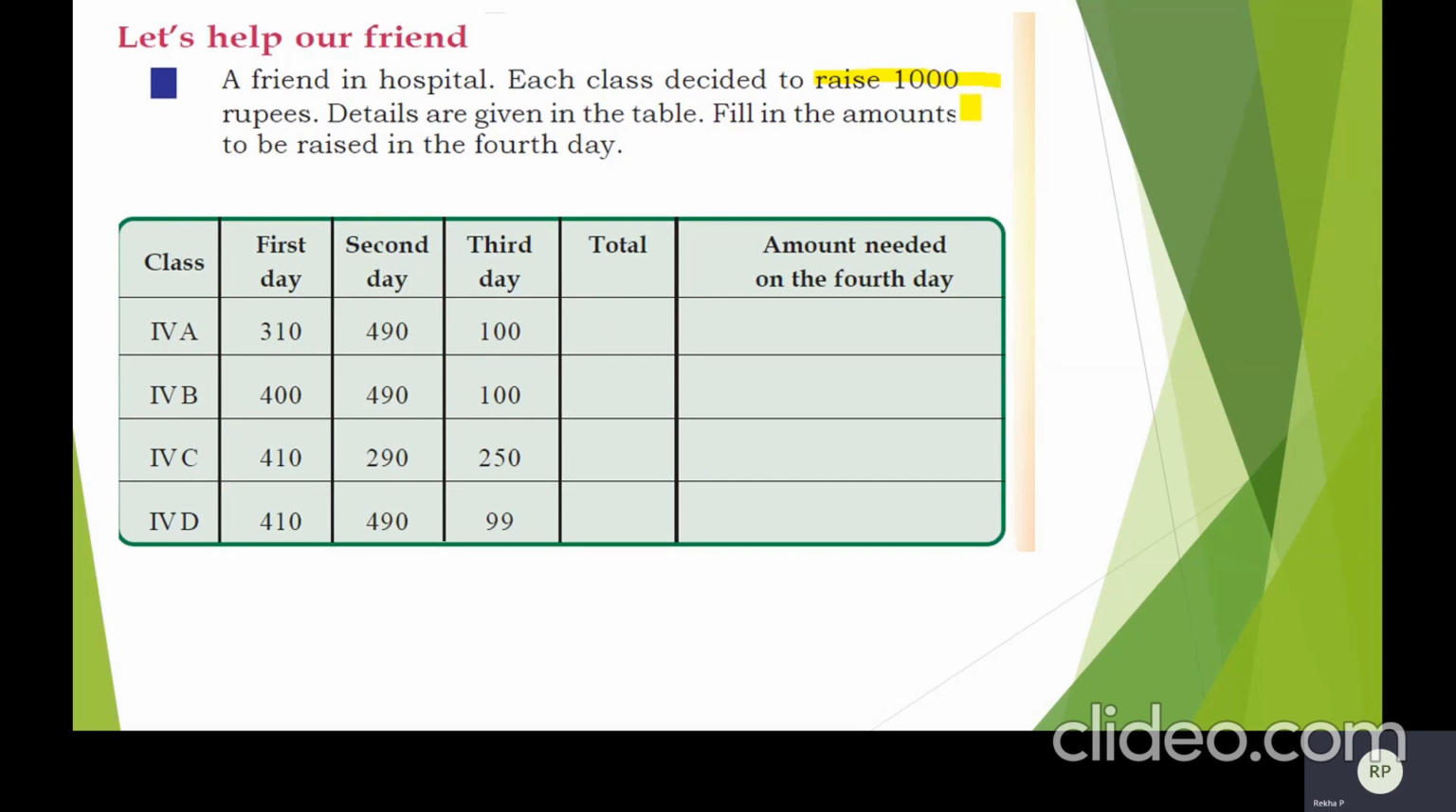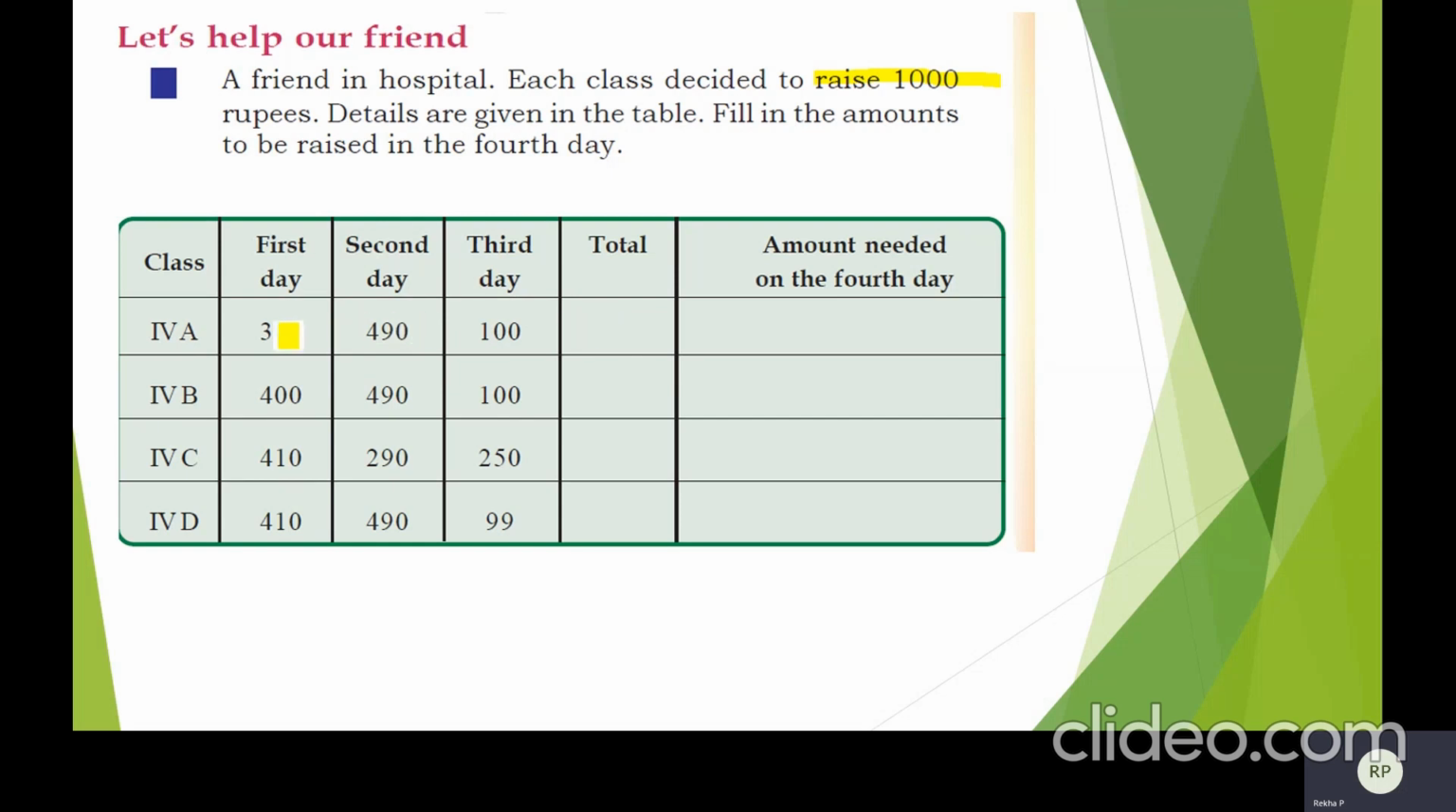to make 1000. Okay, so 4th A class, they have collected on their first day 310 rupees. Second day they have collected 490 rupees, and third day they have collected 100 rupees. So now what you have to do, you have to make it 1000. That is your aim. So now you have to find out from the total how much more money you need to be collected on the fourth day.